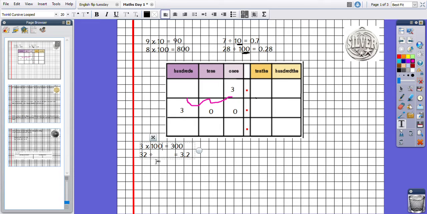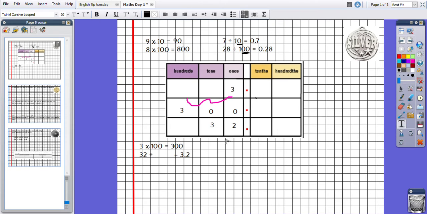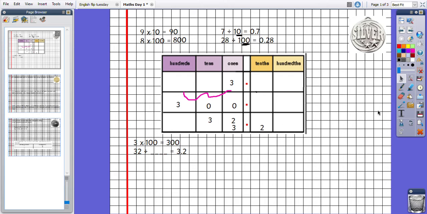Okay, and a similar question, 32 divided by something is 3.2. So if I had 32, okay, and my number becomes 3.2, there's my 3, and there's my 2, and my decimal point is already in there for me.